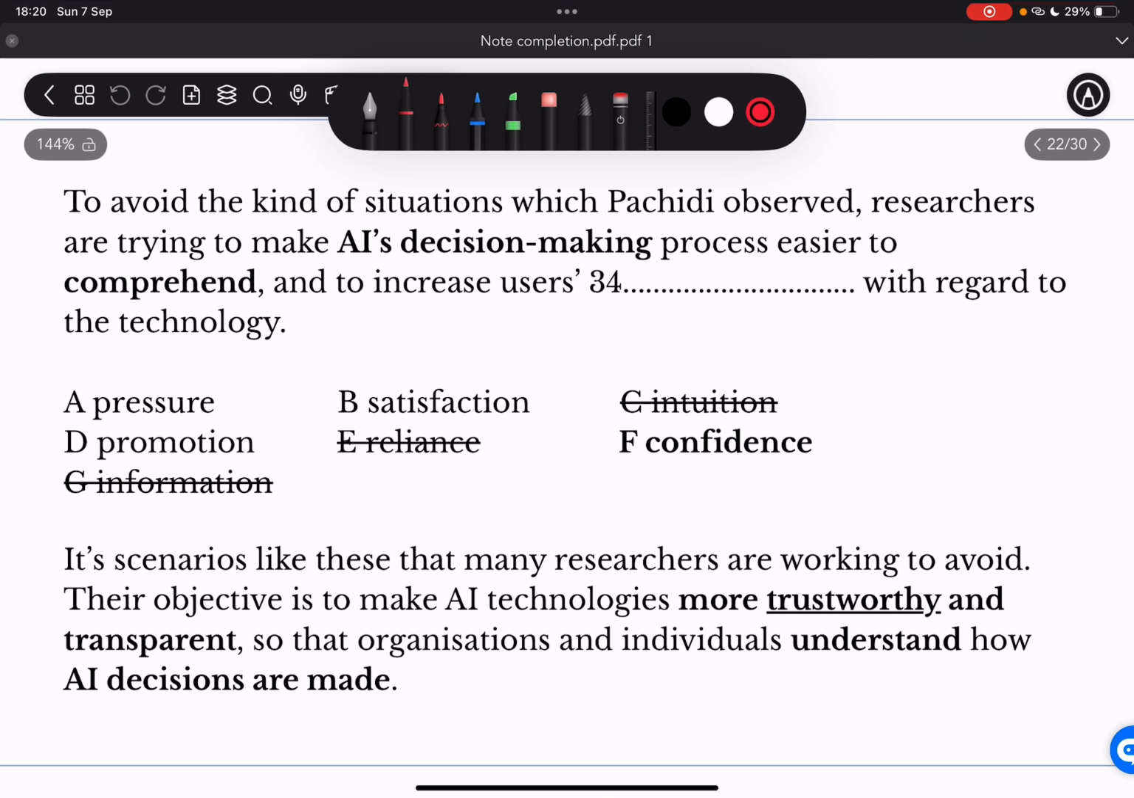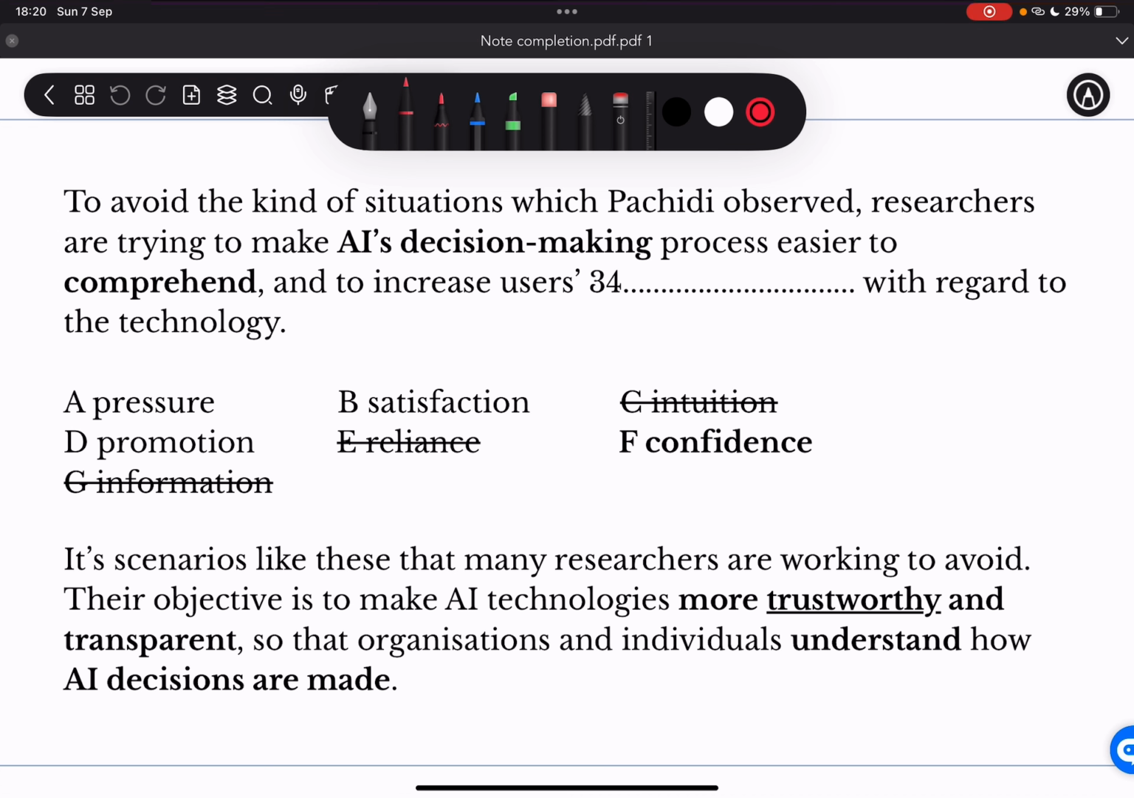And finally, we've got the last one. To avoid the kind of situations which Pacini observed, researchers are trying to make AI's decision-making process easier to comprehend, and to increase users' blank with regard to the technology. In the text, we got the words like understand how AI decisions are made. Comprehend, understand. And the only words that are missing there could be more trustworthy and transparent. That they are trying to increase.